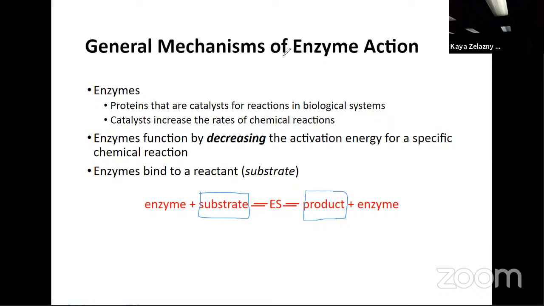But when we add an enzyme, it's going to bind onto our reactant. We're going to call that reactant our substrate. And then for a certain period of time, they're bound together. So this ES is like our enzyme-substrate complex. Then when we get the product out, the enzyme breaks off again, and the enzyme is able to be reused at this point. The enzyme doesn't get used up. It's just lending a helping hand.